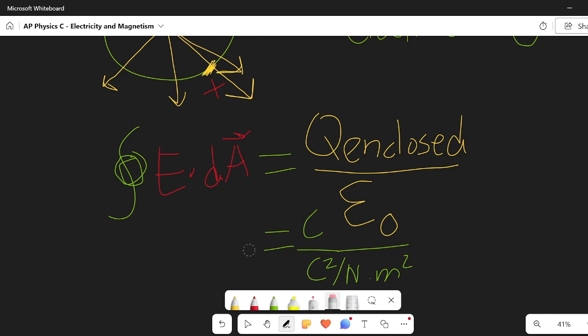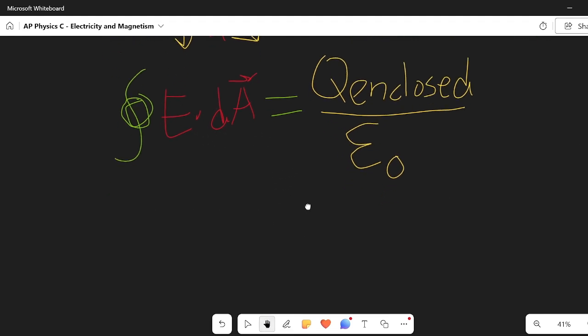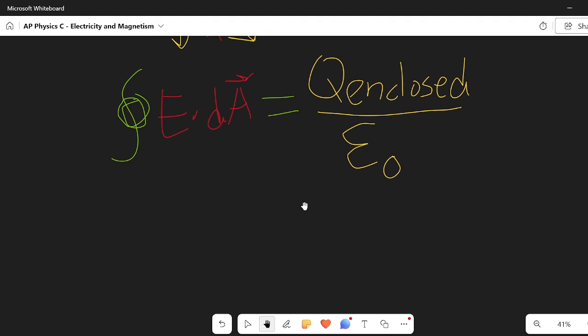So in this case, if we were just to consider the charge enclosed and say that it was equal to the flux, we would see that our units are wrong. Which is another reason, unit analysis, which we learned in the very first unit, is so important. So now let's consider Gauss's law for what it actually is, right?